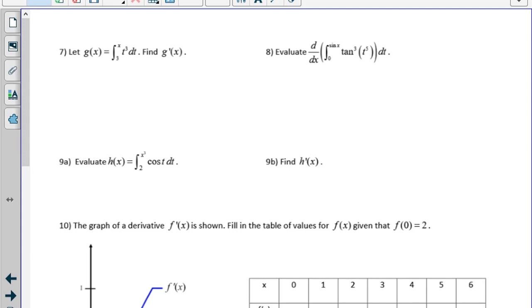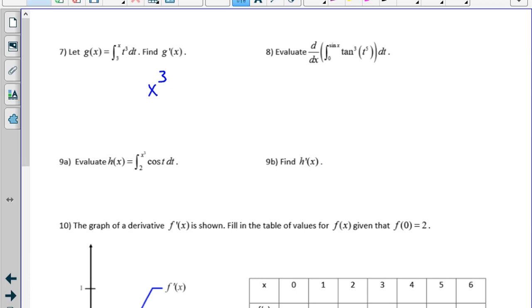7, 8, 9a, and 9b. Let g of x equal the integral from 3 to x of t cubed dt. Find g prime. So that's just the derivative of the integral, which again is the function. This is the fundamental theorem of calculus. That is x to the third.